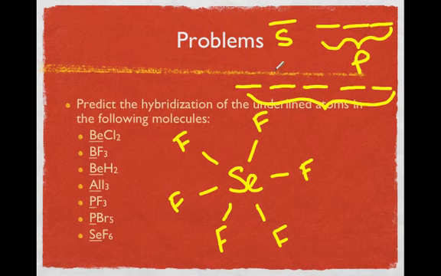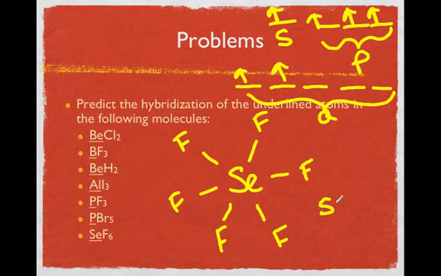Okay, how many electrons are around selenium? 6. 6, 1, 2, 3, 4. Now where do 5 and 6 go? The D, because there are no lone pairs. We'll do one, just for you. SP3D2, right? Yep.